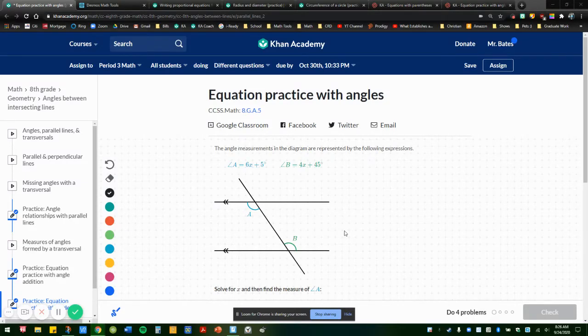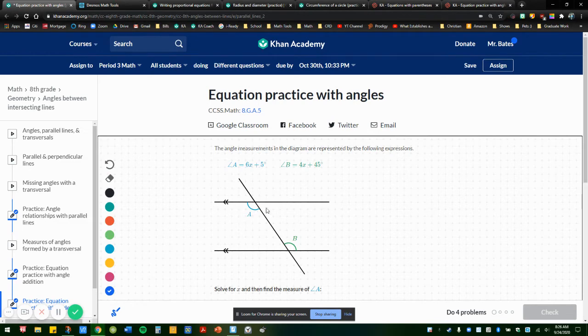Mr. Bates here with our Khan Academy assignment, Equation Practice with Angles. So this looks familiar. We've seen this before. When we talked about angle relationships, we talked about how we have two parallel lines. This symbol indicates that those lines are parallel. And if two lines are parallel, then I can figure out which angles are going to be equal and which ones aren't. So stay with me here for a second.